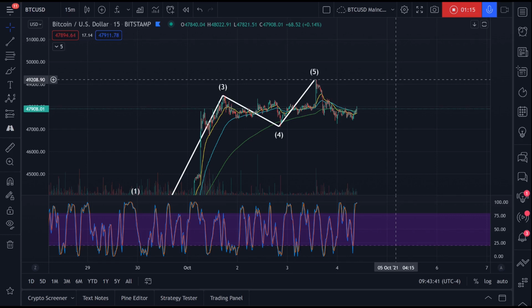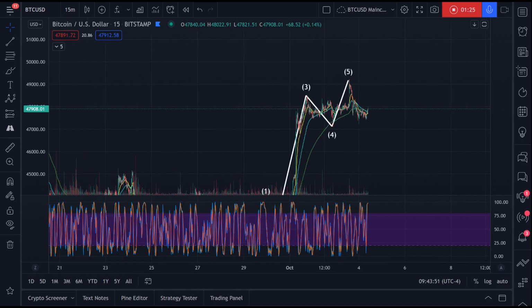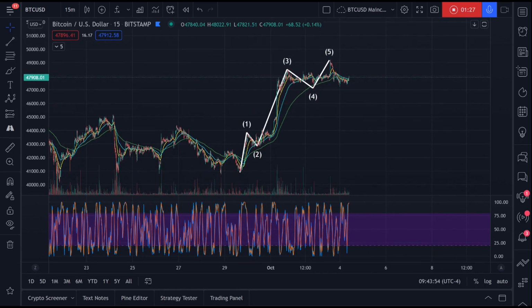Is it going to correct laterally? Is it going to correct aggressively downwards? Is it going to correct sort of minimally? And we can use the Fibonacci retracement tool, or a number of things, to help us determine where this correction should end up.